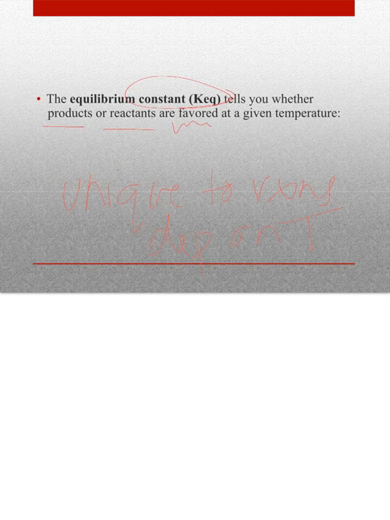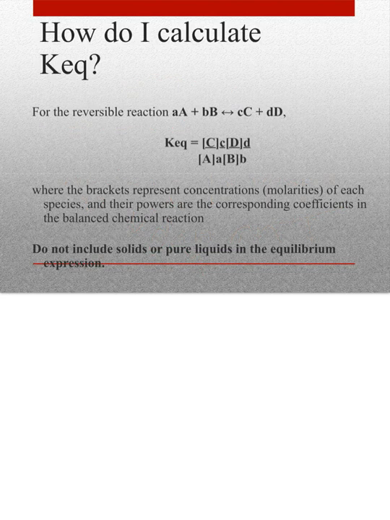Okay, so let's see how we can calculate this value. It's pretty simple. Our formula is really products over reactants, and we're going to refer to this as the concentration. Remember that those brackets mean concentrations. And then we use the coefficients from the balanced chemical equation as exponents in this equation. So I'm going to rewrite this.